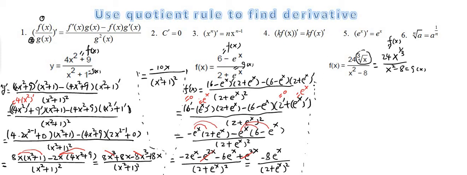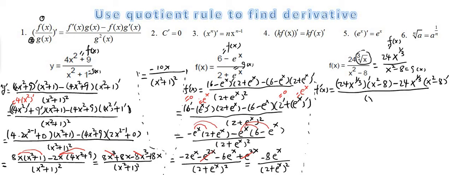Okay, now we're going to follow the quotient rule. So we're going to take the derivative of the first function times x squared minus 8, the second function, subtract the first function times the derivative of the second function, and divided by the second function squared.